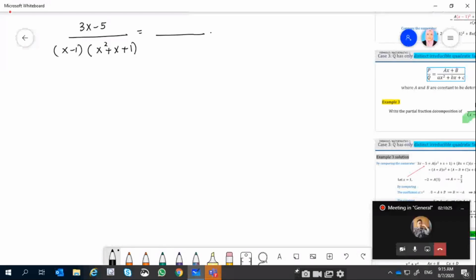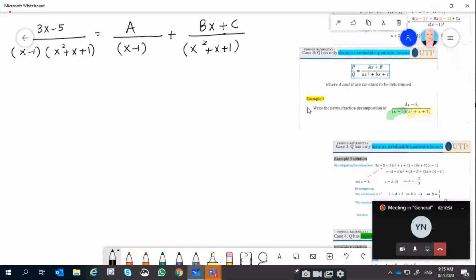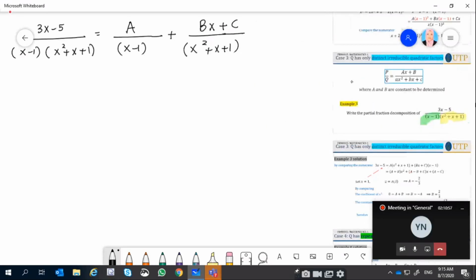Okay, so for this case, there are 2 factors: the first one is linear, the second one is quadratic. For linear, it is A, but for quadratic, you have to put Bs plus C. Why? Look at the third case here, the one in the blue box: As plus B over As squared plus Bs plus C, where it is an irreducible quadratic factor.